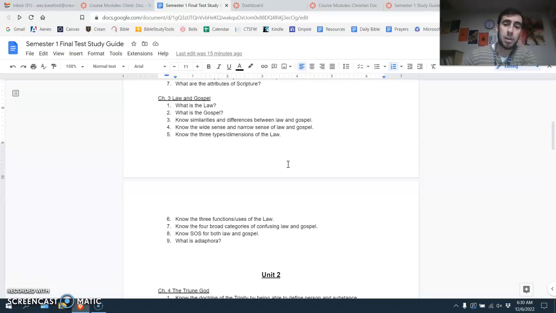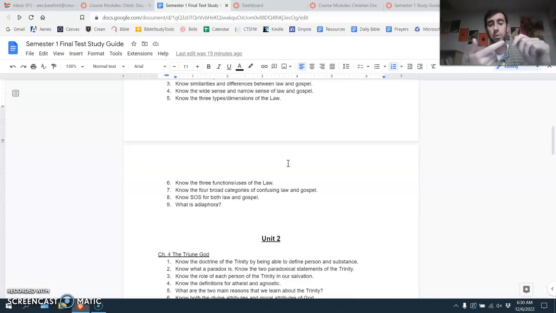Know the four broad categories of confusing law and gospel. Firstly, you have weakening the law, making it seem doable. If you would only try harder, you could please God. No, Christ pleases God, and he does so for us. The second way of confusing law and gospel is mixing the two. This is like the gospel with strings attached. God loves you as long as, right?